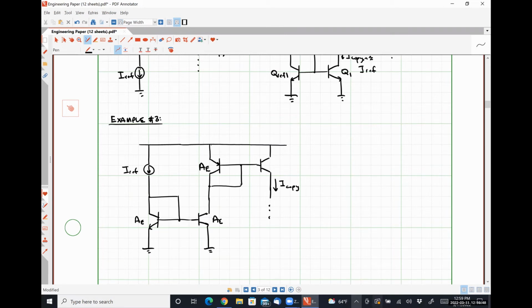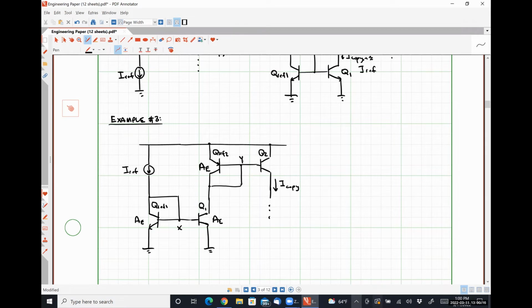These are all tied together. And let's label some transistors. So this is going to be QF1, Q1, QF2, and Q2. We're going to wind up applying KCL at node X here and node Y here.